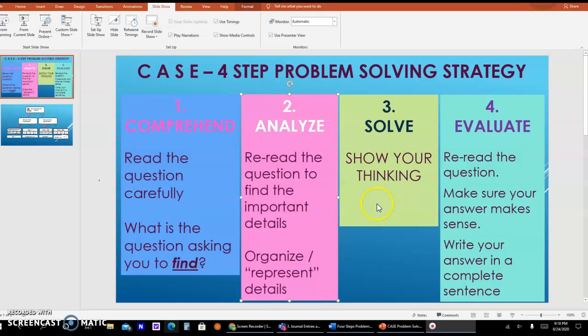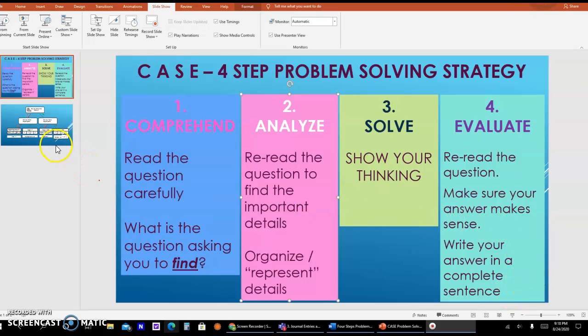the problem. Here is where you show how you actually solve the problem: the calculation, writing the equation, and stuff like that. The fourth step is to evaluate. Reread the question. Make sure that your answer makes sense. Write your answer in a complete sentence.